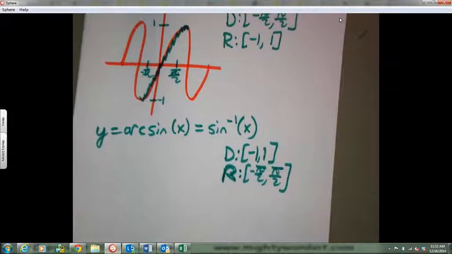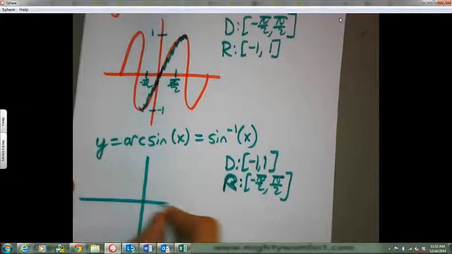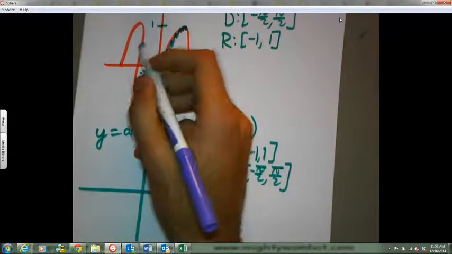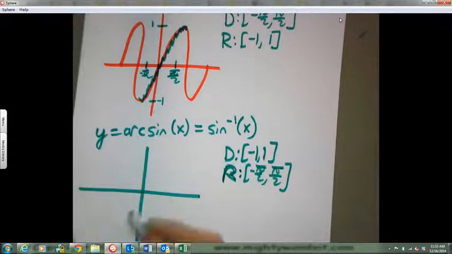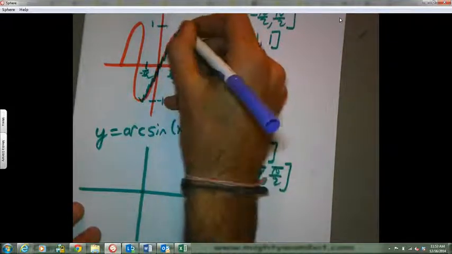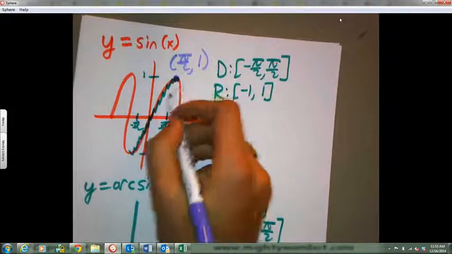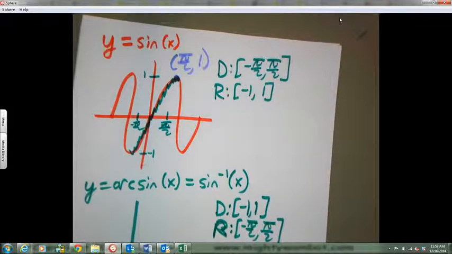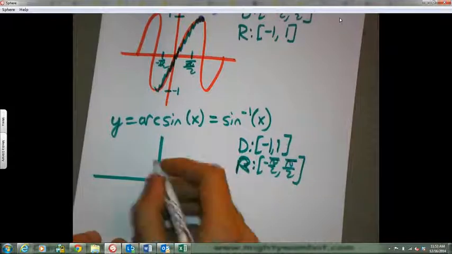So now let's draw the picture. And I think the easiest way for me to draw the picture is to say, well, let's pick some points on the original graph, switch the x and y values, and then plot those points down here. So this point right here is pi over 2 comma 1. That means the inverse graph must have a point 1 comma pi over 2. Let's put that on. 1, pi over 2.